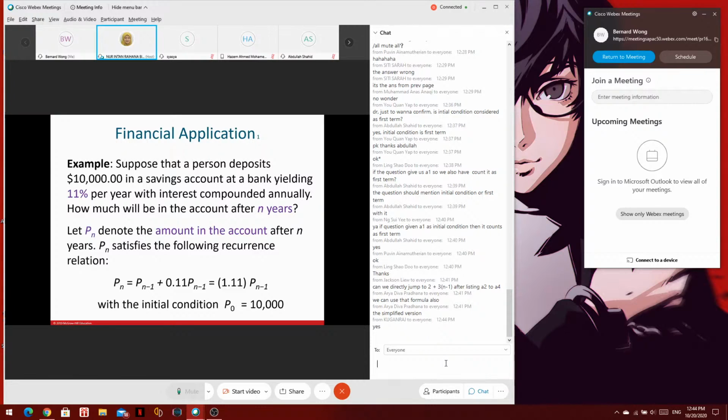Suppose that a person deposits 10,000 in a savings account at a bank yielding 11% per year with interest compounded annually. How much will be in the account after n years? Let P_n denote the amount in the account after n years. P_n satisfies the following recurrence relation, and you have this recurrence relation with initial condition P_0 = 10,000.